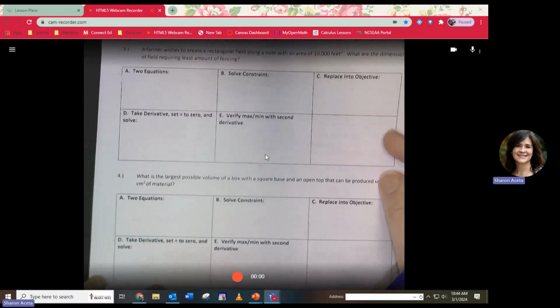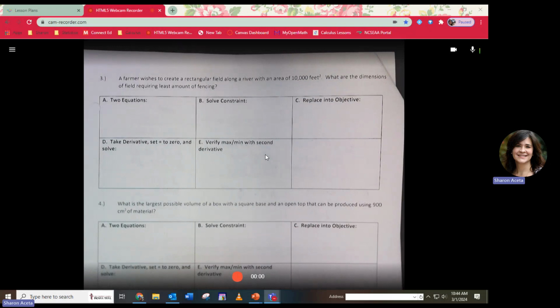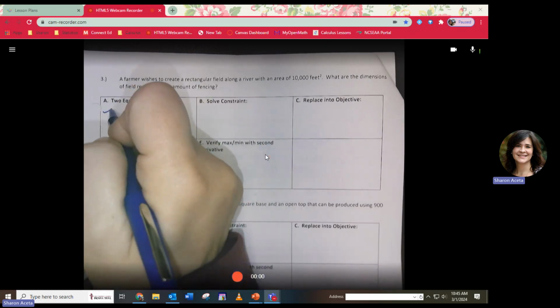A farmer wishes to create a rectangular field along a river with an area now. Oh, now we know more about the area. So the perimeter is what we know the least about. So the perimeter is going to become our objective function. So we have that same picture again.